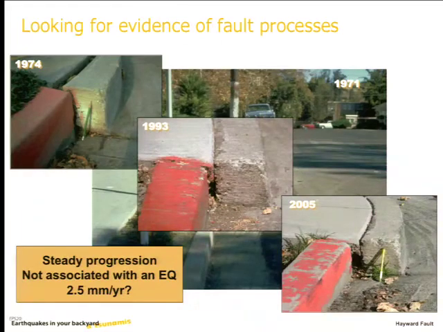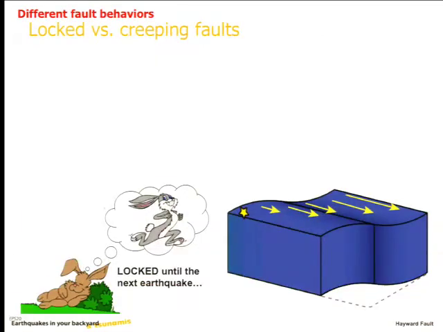Observation here. All right? And so, in fact, it turns out that there are these two ways in which the tectonic deformation can be accommodated across plate boundaries and across faults. One is earthquakes, and the other is what's called creep. Okay? So some plate boundaries are what we call locked.